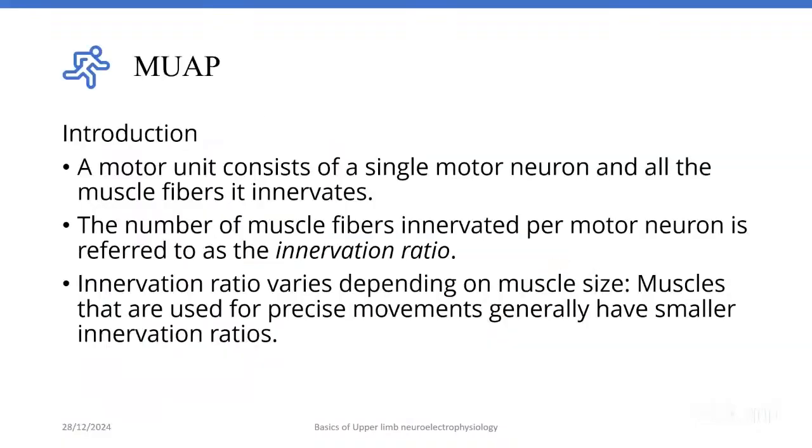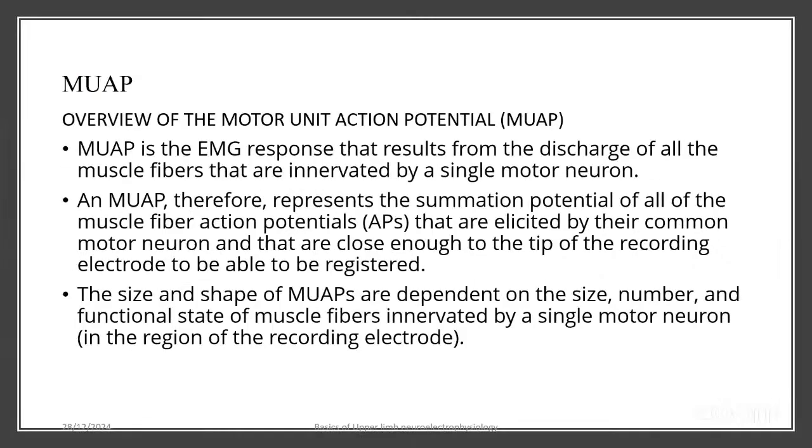So the MUAP analysis: a motor unit consists of a single motor neuron and all the muscle fibers it innervates. The number of muscle fibers innervated per motor neuron is referred to as the innervation ratio. This ratio varies depending on the muscle size. Muscles that are used for precise movements generally have smaller innervation ratios.